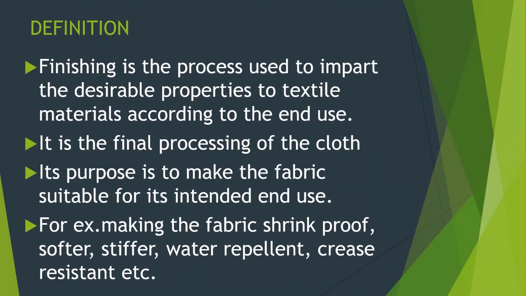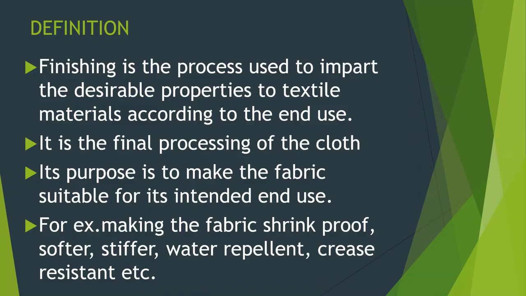So now we'll discuss the definition of finishing. Finishing is a process used to impart the desirable properties to textile material according to the end use. I have already told that every fabric is manufactured for a particular application. Based on that application, some properties are required. Those properties are applied using some mechanical or chemical process. That process is known as the finishing process.